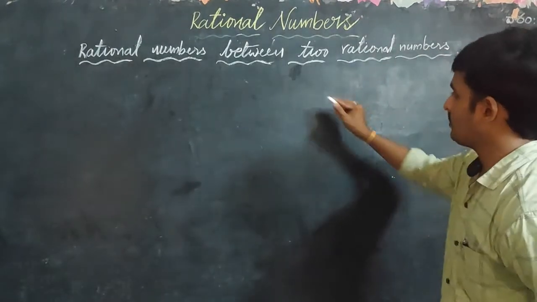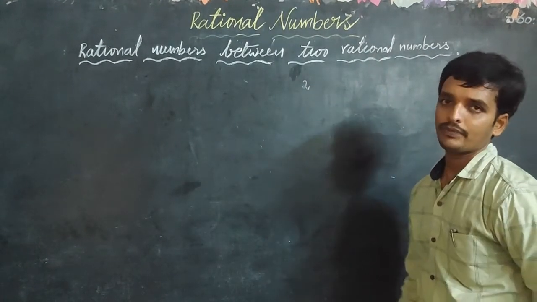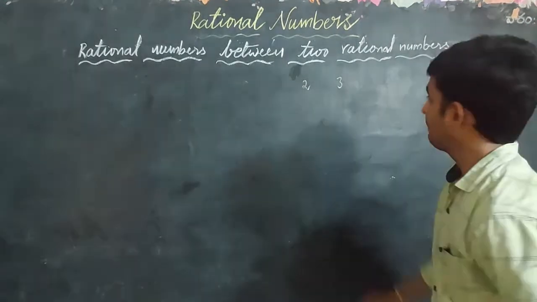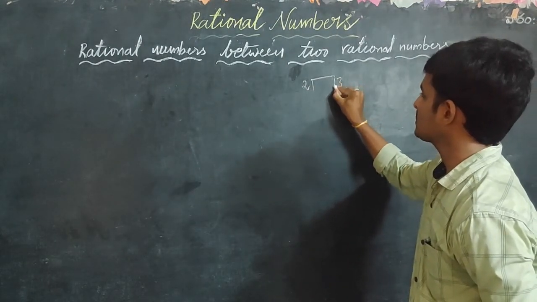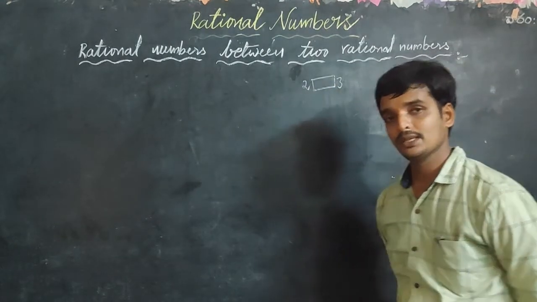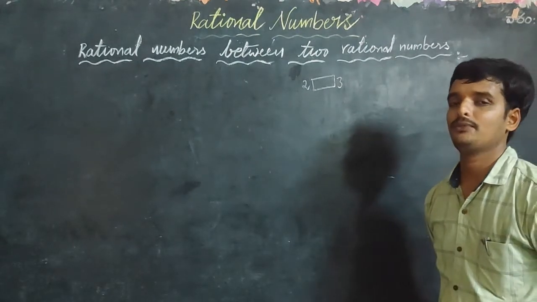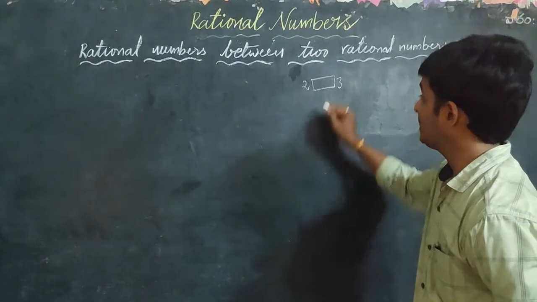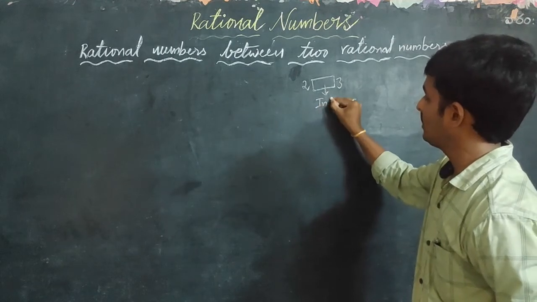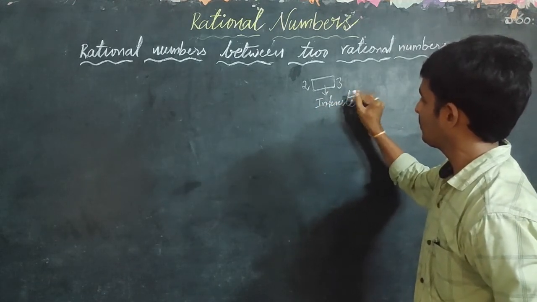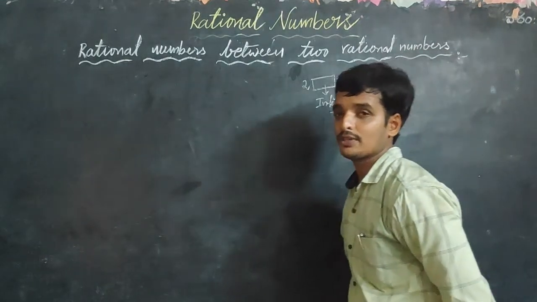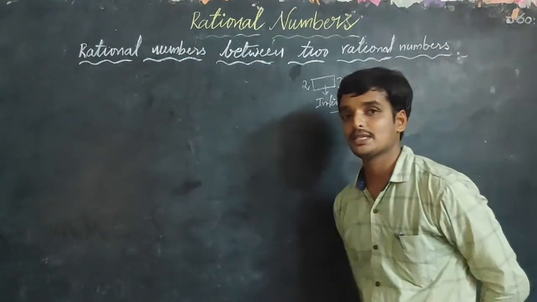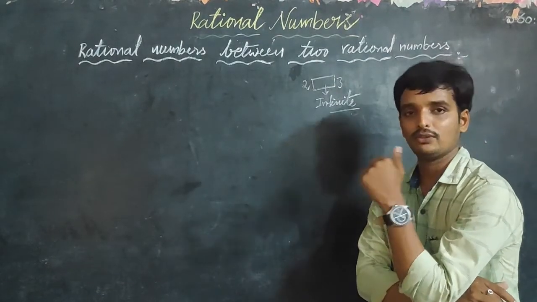First of all, I am writing one rational number, 2. Is this a rational number? Yes. And 3. Is this a rational number? Yes. How many rational numbers are there between the rational numbers 2 and 3? Between 2 and 3, how many rational numbers are there? Those are infinite. This is the point: we get infinite rational numbers between two rational numbers.